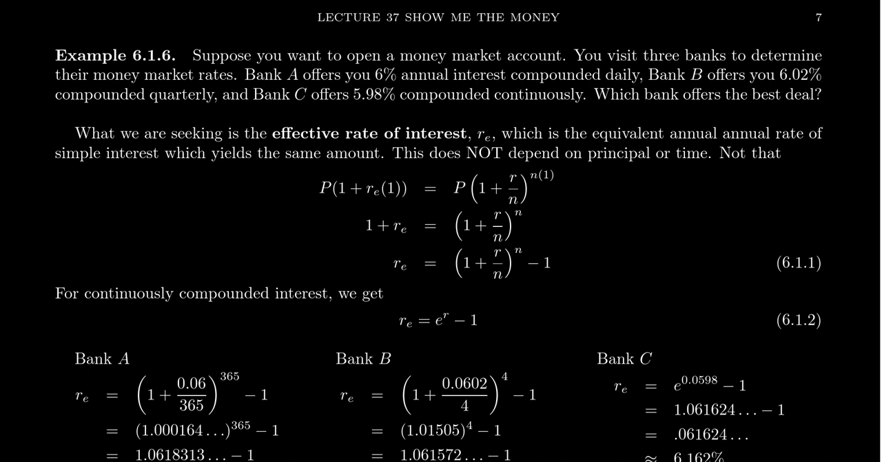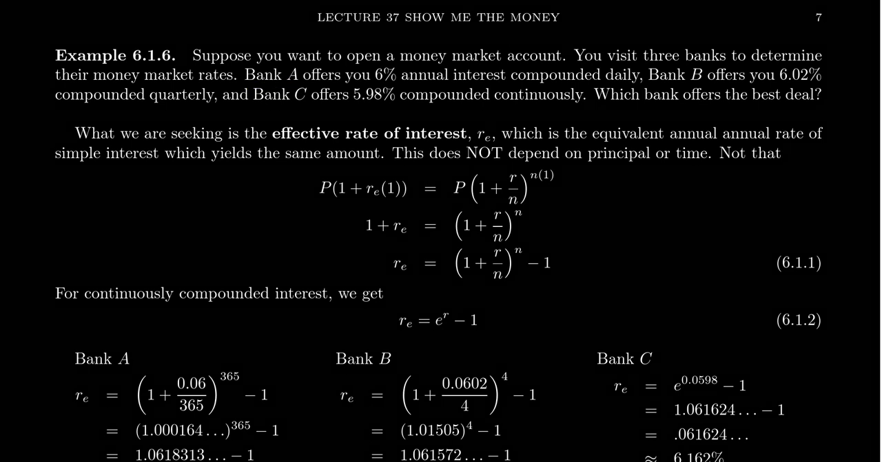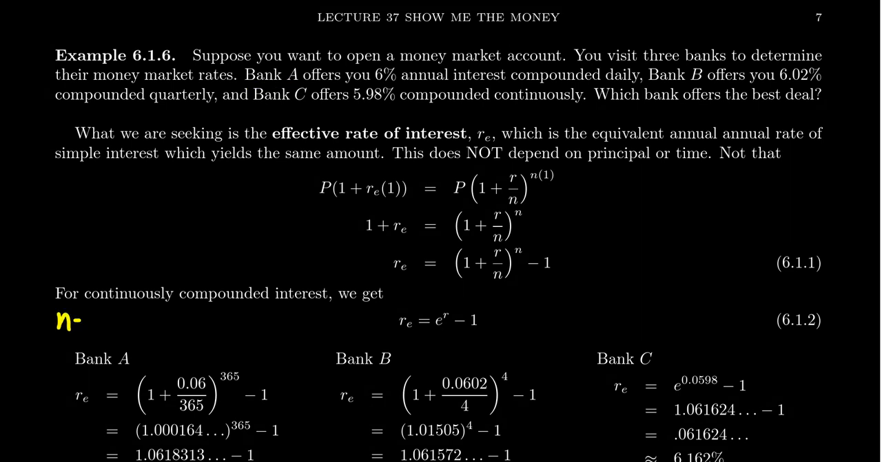Anyways, so we have a certificate of deposit. Bank A says, we're going to offer you 6% annual interest compounded daily. Wow, that's great. So if you look at that, with bank A, the number of compounds is 365. That's great. And your interest rate is 6%. Okay, maybe that's good, maybe that's bad.